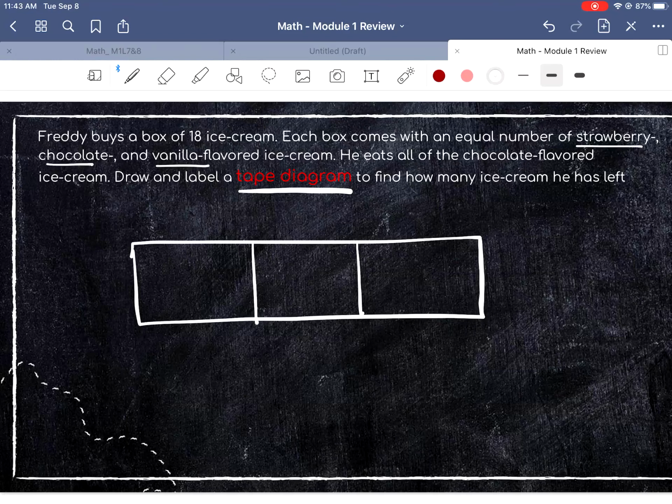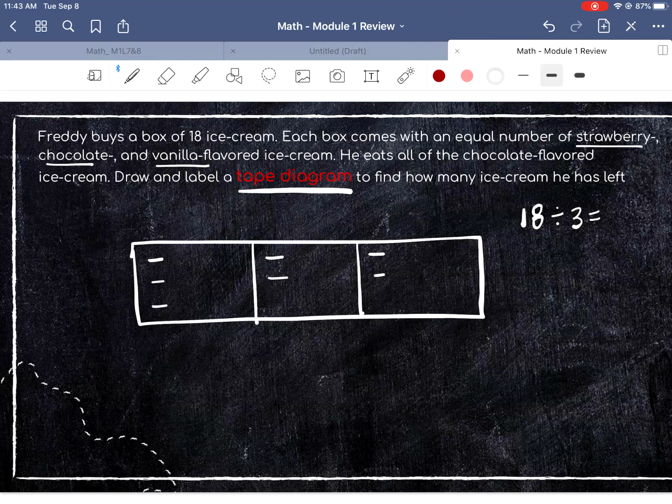And I need to figure out how many ice creams are in each flavor. So I have 18, and there are 3 flavors. So I can use my division sentence like this, or I can actually just go and draw 1 ice cream at a time until I have no more ice cream left.